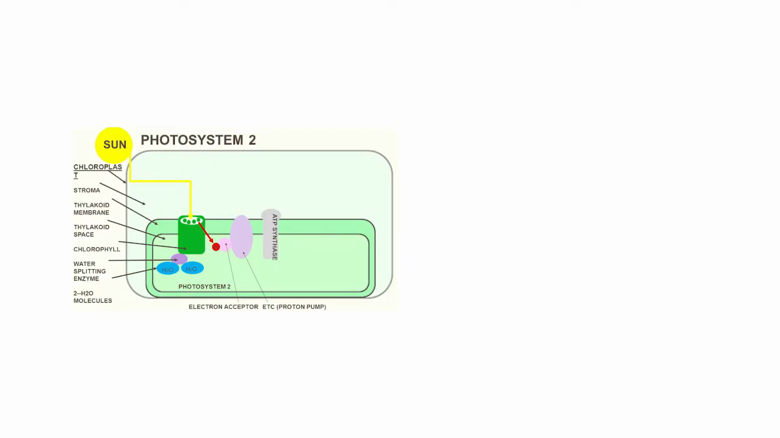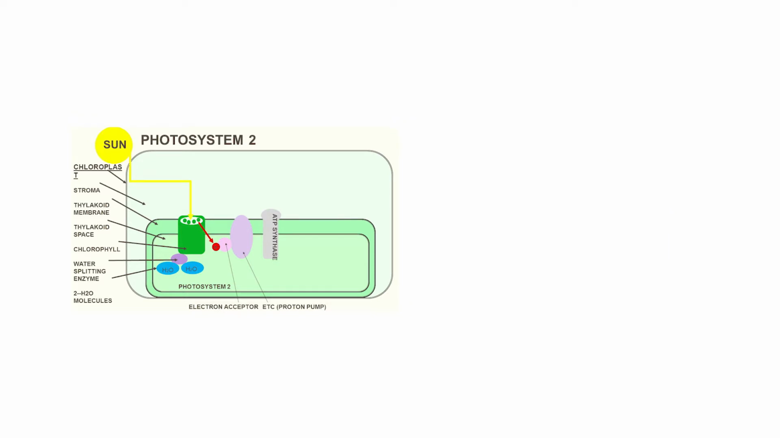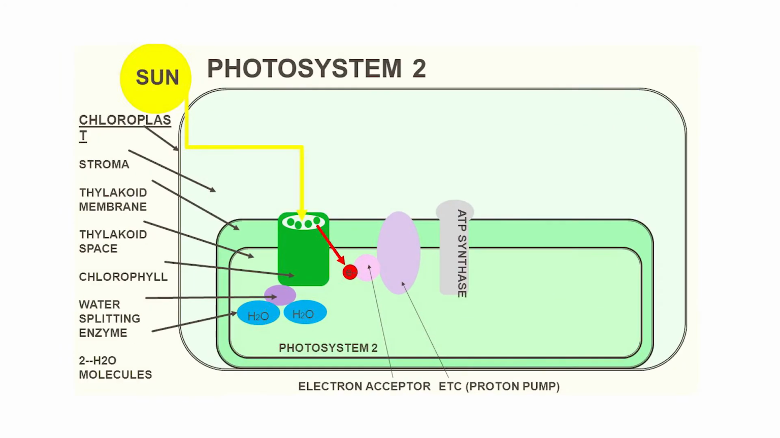Anyways, there are two types of photosystems. Photosystem 1 and photosystem 2. The light is absorbed through photosystem 2 and the electron gains some energy. The high energy electron is passed to an acceptor molecule and replaced with an electron from water.